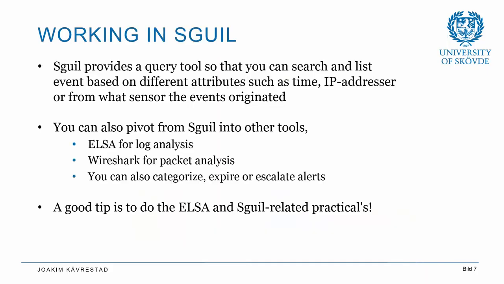Let's go on and talk a little bit about how we work in Seagull. Seagull provides a query tool so that you can search and list events based on different attributes such as time, IP addresses, or from what sensor the events originated. Something that is nice is that you can pivot from Seagull into other tools. If you need to do log analysis, you can pivot into Elsa. If you want to do packet analysis, you can pivot into Wireshark. And of course, you can categorize, expire, or escalate alerts as you need.